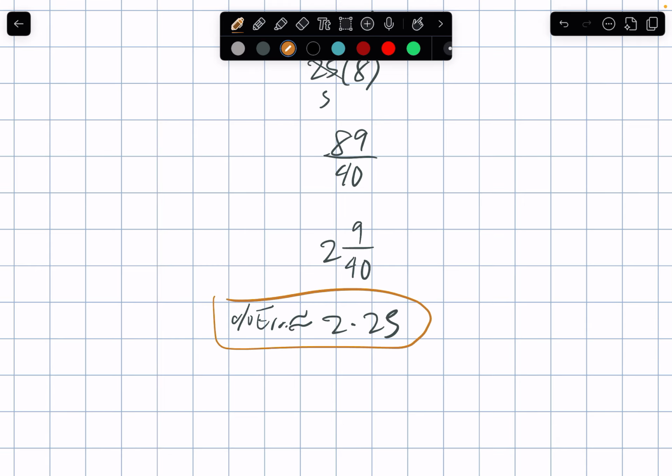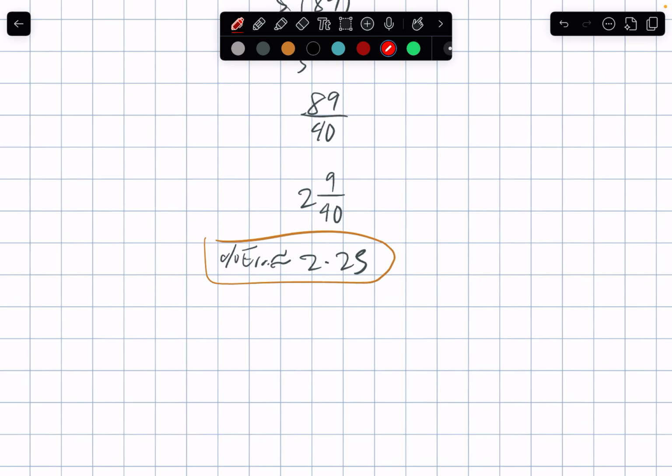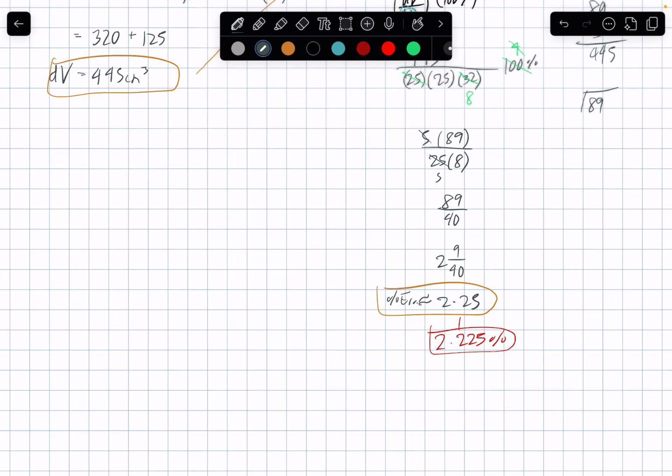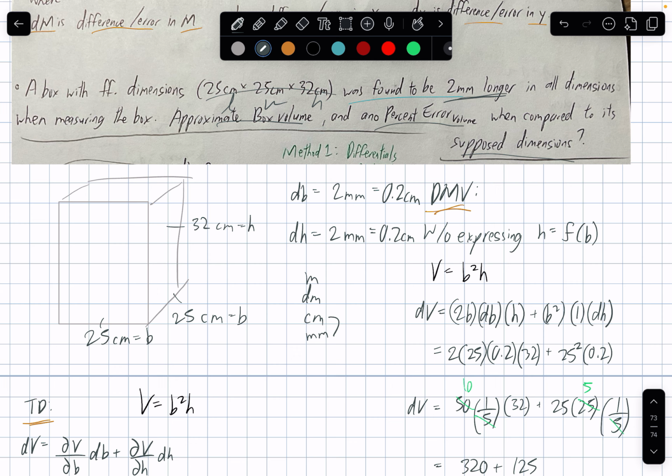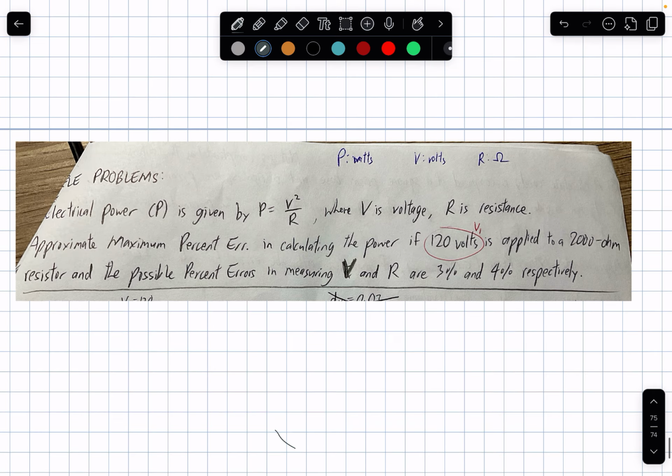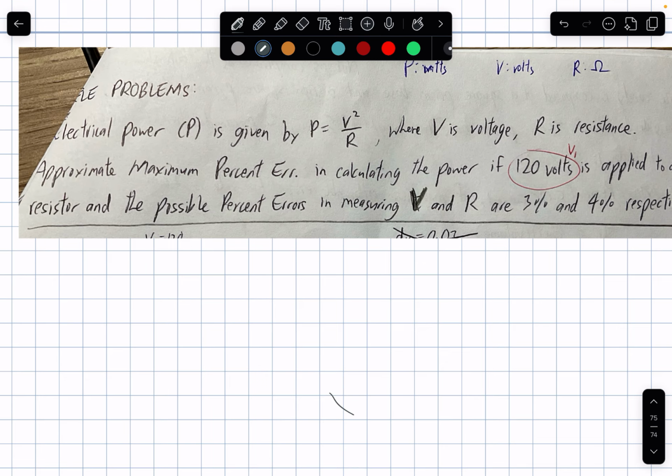Yeah. So that is an approximation of our percent error. So this is the answer. Actually, according to the answer key, the more precise value is 2.225%. But nevertheless, it's still pretty close. So that's it. That's how we use total differentials to approximate given multiple variables. Those multiple variables in this context are height and base. Next question.